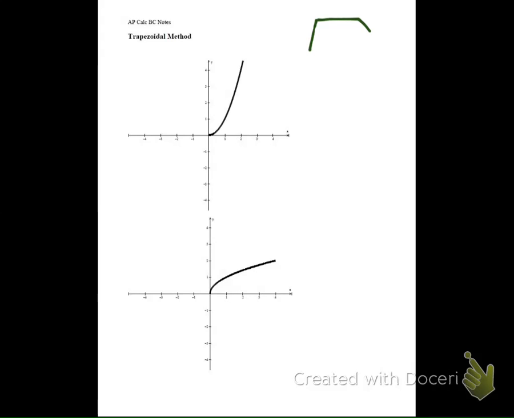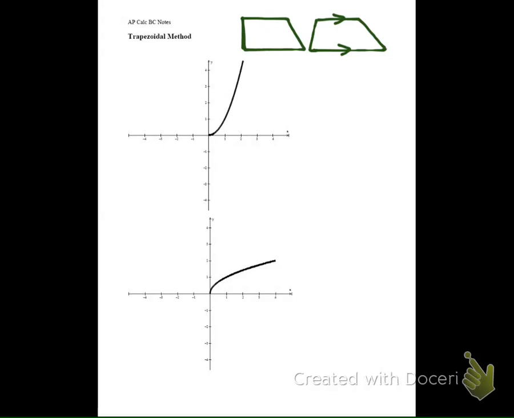A trapezoid is a four-sided figure in which exactly one pair of opposite sides is parallel. Like that, or you could see one side could be vertical like that, where the other sides are perpendicular to it. But either way, we see that one pair of opposite sides is parallel.